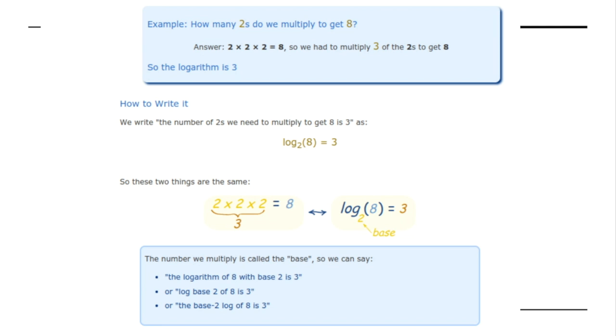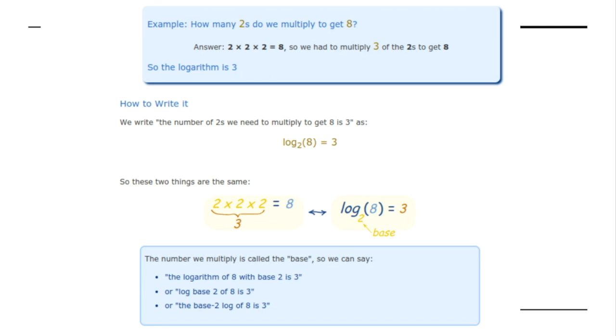It's essentially telling me what exponent I need to go from 2 to 8 exponentially. So 2 times 2 times 2 is equal to 8. So my log with a base of 2 of 8 would be equal to 3. Log base 2 of 8 is 3.